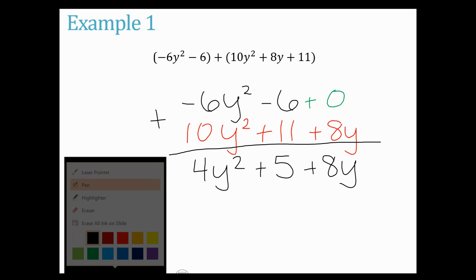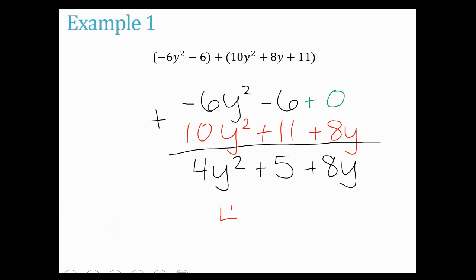So I'm going to start with this 4y squared because that has the largest exponent. This doesn't have a variable, so I'm going to skip that. 8y has the second largest exponent because that has an invisible exponent of 1. And then we put the 5 at the end. And that is our answer.